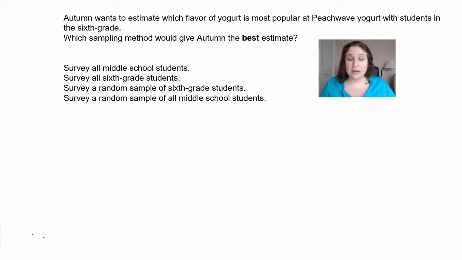Okay, so now we're going to read it and pick which information is the most important. Autumn wants to estimate which flavor of yogurt is most popular at Peach Wave Yogurt. That information is not as important. With students in the 6th grade. So we're specifically looking for 6th grade students. Which sampling method would give Autumn the best estimate?